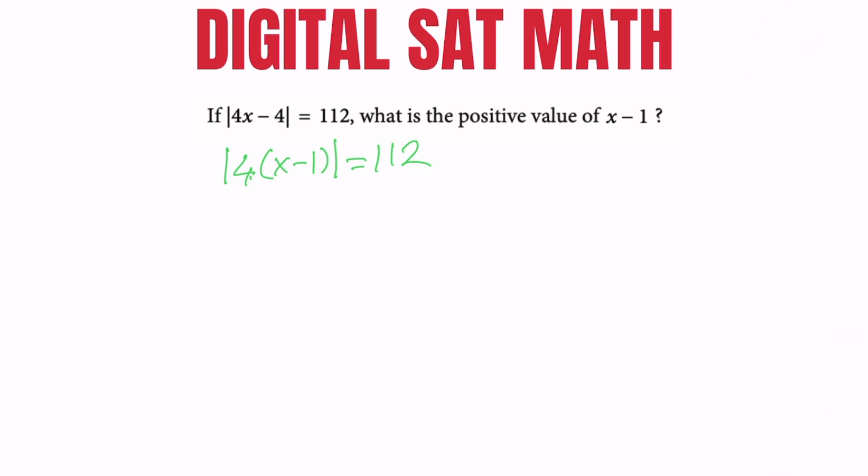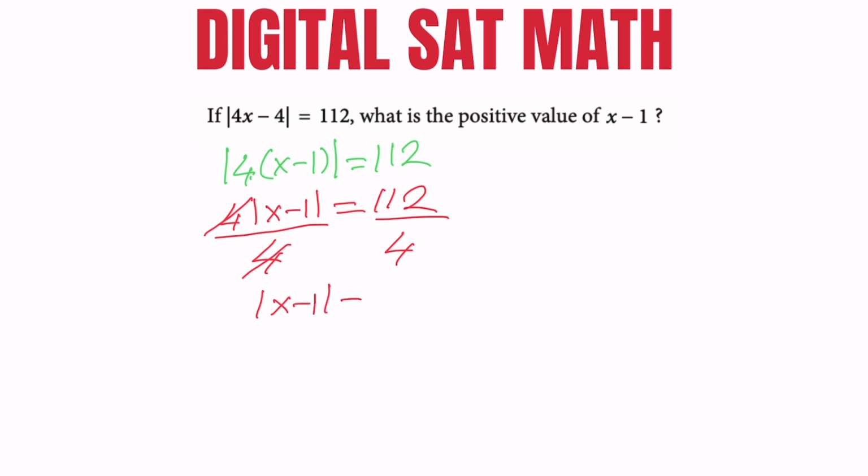So we can just put this 4 times outside of the absolute value. This will be 4 times the absolute value of x minus 1 is equal to 112. To isolate the absolute value of x minus 1, we are required to divide both sides of the equation by 4. So the absolute value of x minus 1 is equal to 112 divided by 4. Use your calculator if you like, or you can do it manually as well. The absolute value of x minus 1 will be equal to 28.